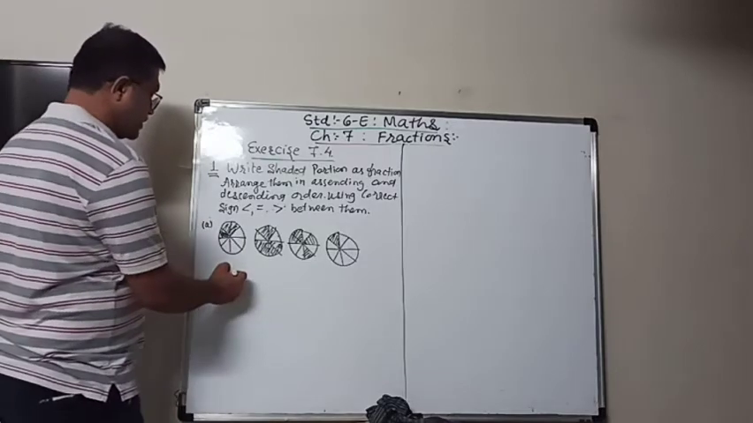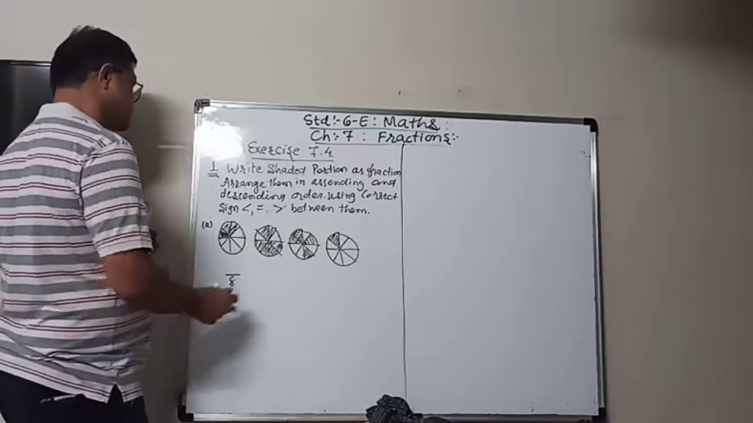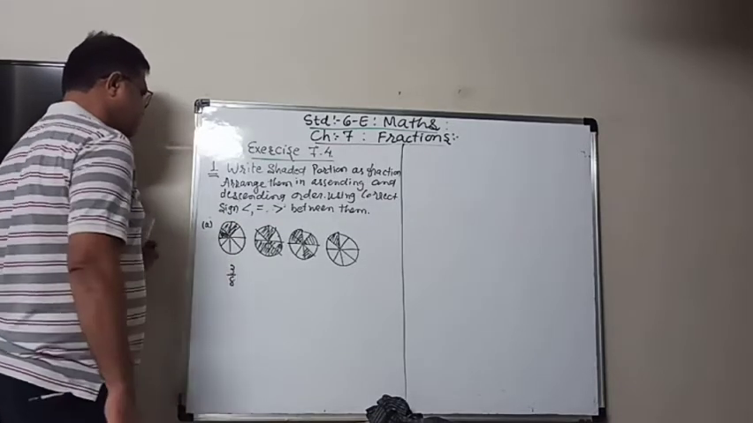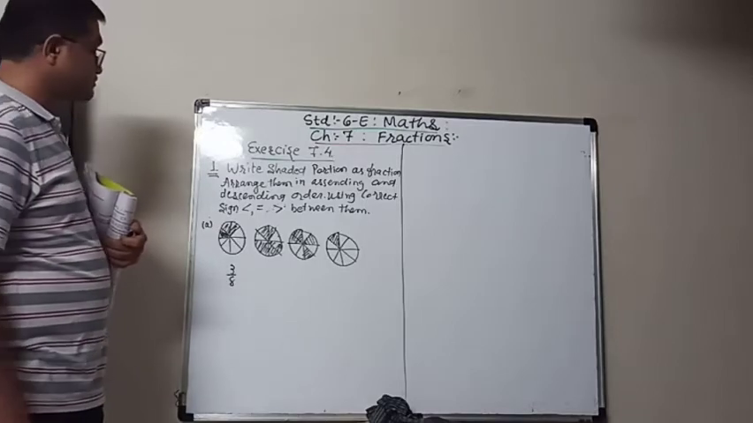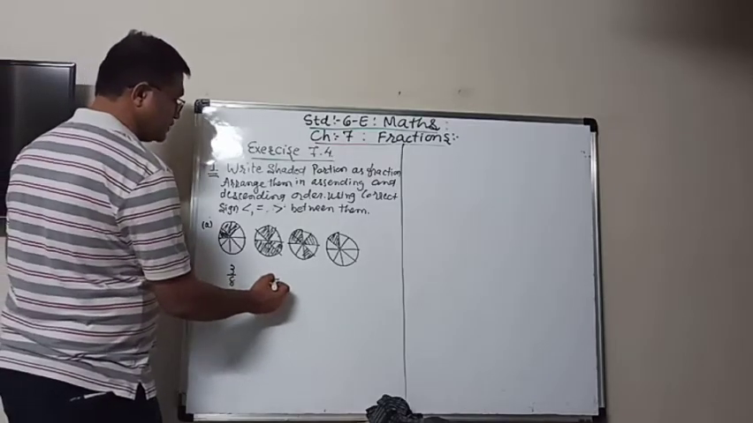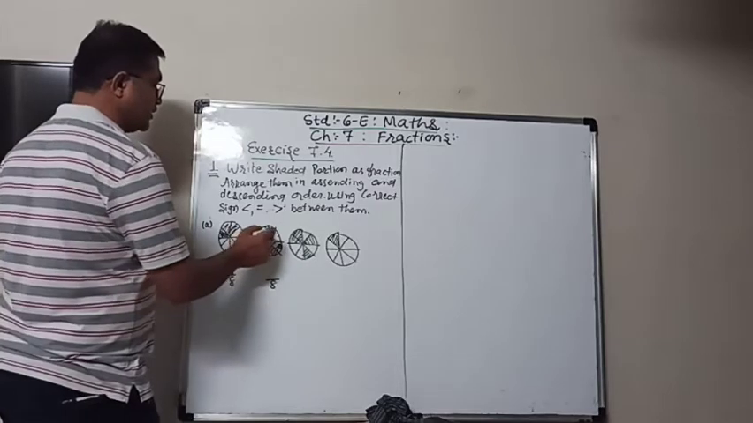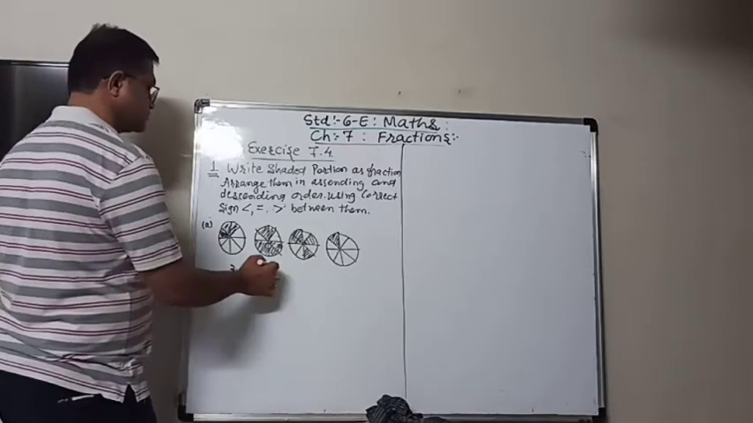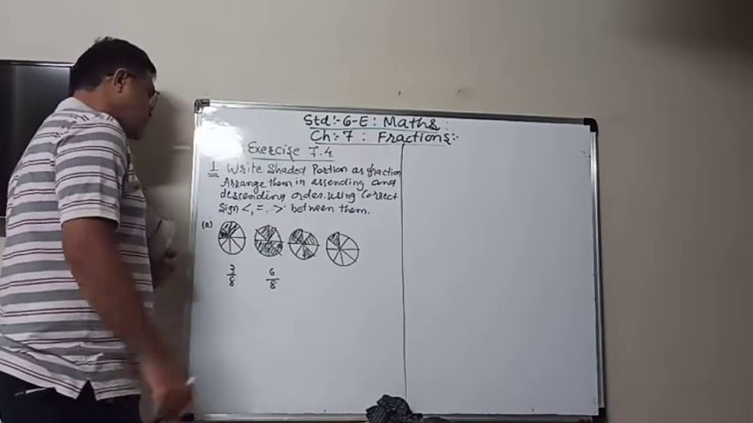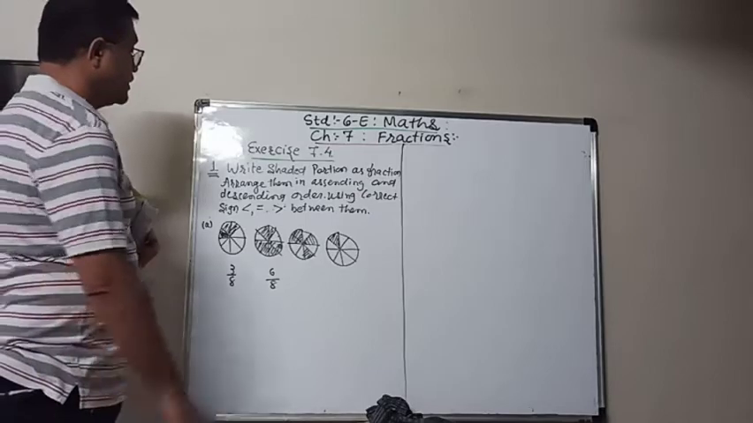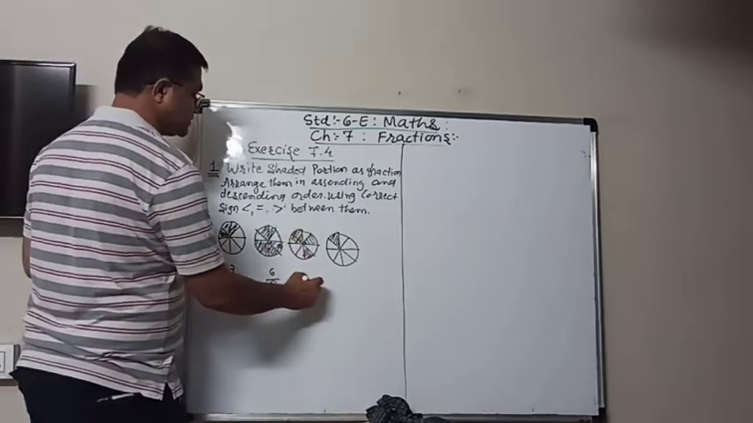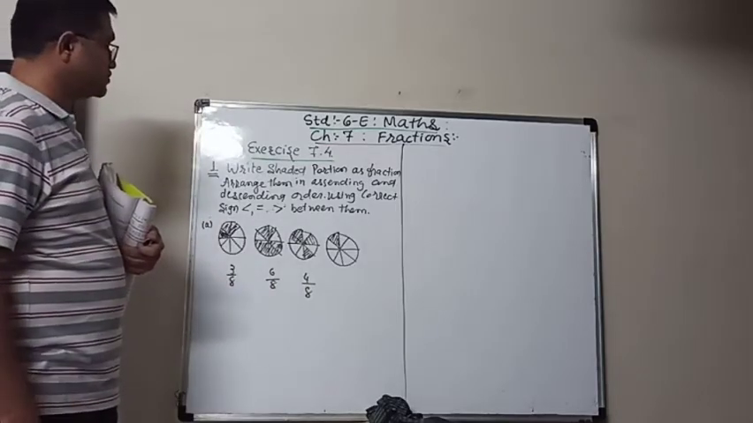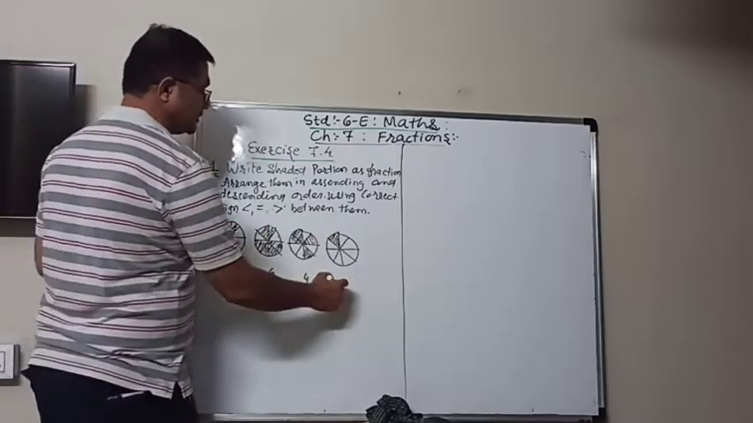So here 8 parts are done, and out of 8, 1, 2 and 3 are considered. So it is 3 upon 8. In this one also 8 parts, 1, 2, 3, 4, 5 and 6 parts are considered. Here 1, 2, 3 and 4 parts out of 8 are there, and only one part is considered here.